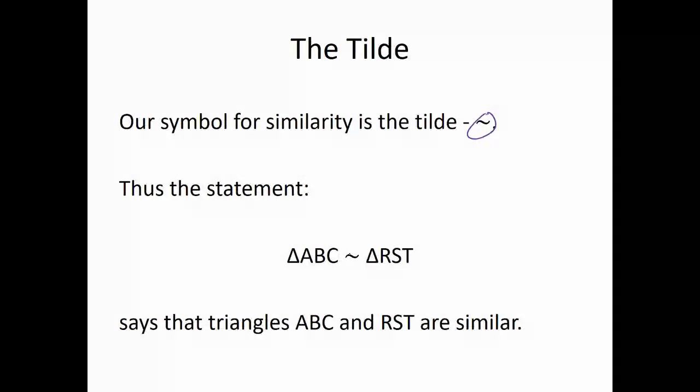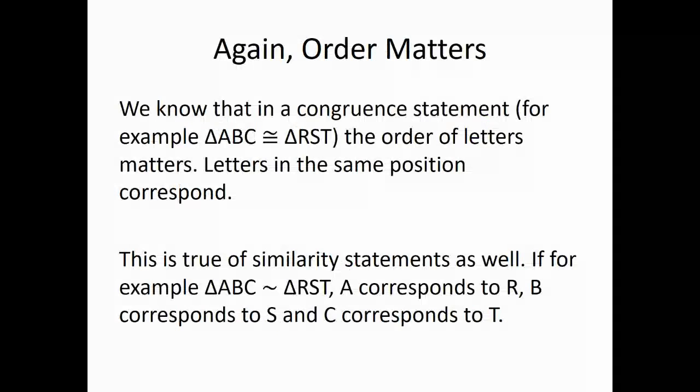Triangle ABC is similar to triangle RST. Okay, so there it is again, the similarity symbol. Now, we know from our study of congruence that when you write a congruent statement like triangle ABC is congruent to triangle RST, the order of letters matters. And letters in the same position correspond to one another, so that tells you what sides and angles are equal.